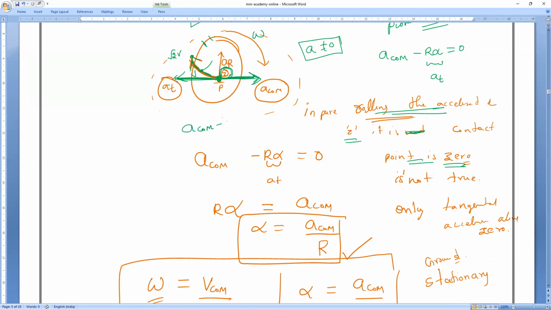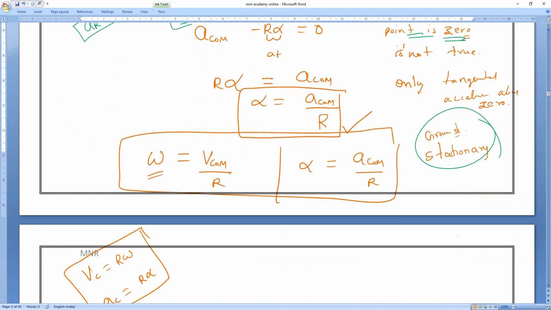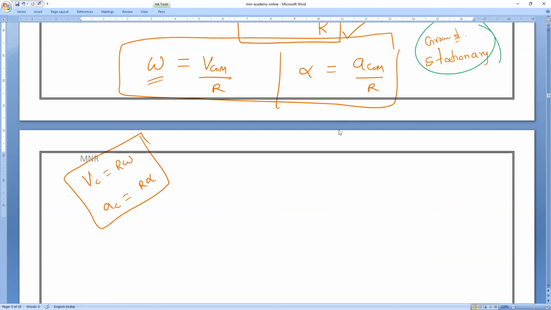That is what ACOM minus AT is equal to 0. So what is AT? AT is the tangential acceleration, which is equal to R alpha. Can you tell me the centripetal acceleration? The radial or centripetal acceleration is equal to R omega square. Clear? So this acceleration is 0, but not the acceleration of the point. That is what you have to remember. Brothers, understand? Clear, everybody? Yes, sir.